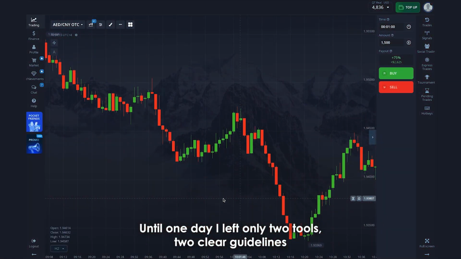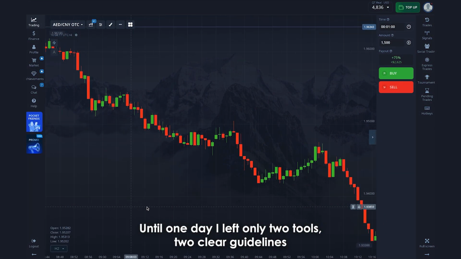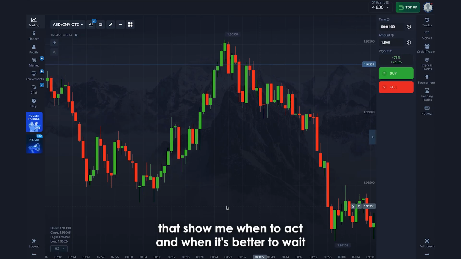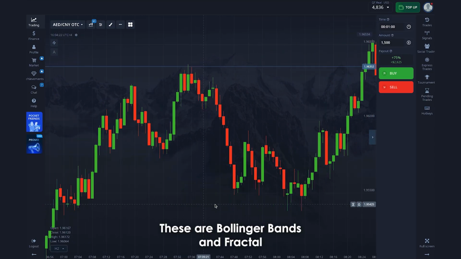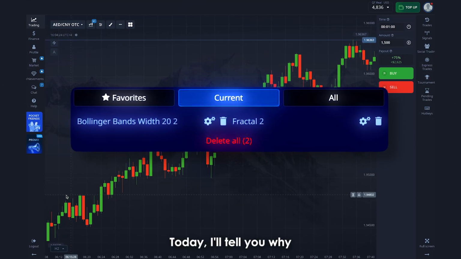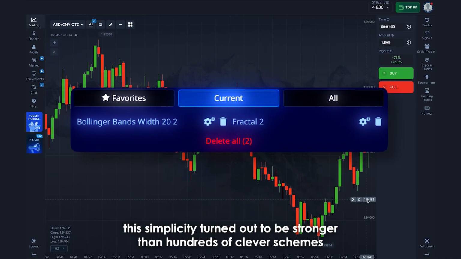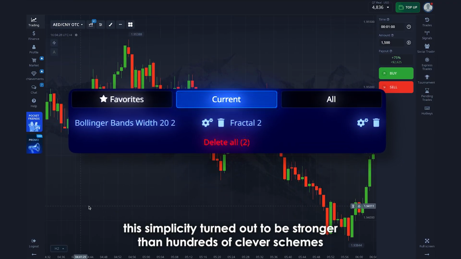Until one day, I left only two tools. Two clear guidelines that show me when to act and when it's better to wait. These are Bollinger Bands and Fractal. Today, I'll tell you why this simplicity turned out to be stronger than hundreds of clever schemes.